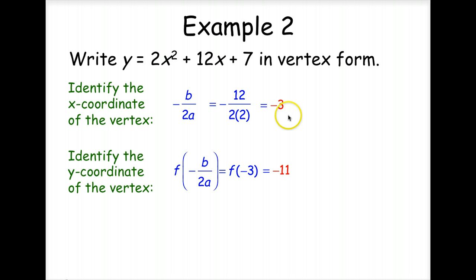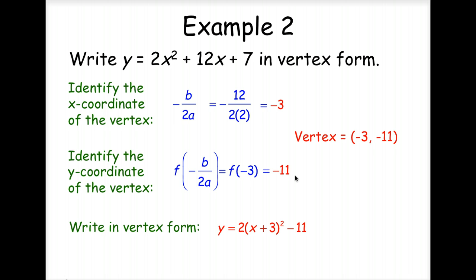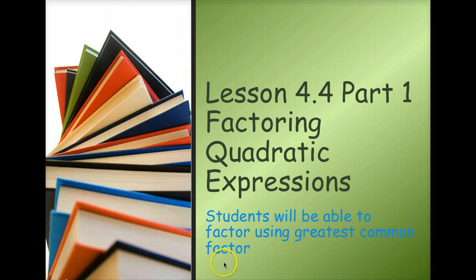We simply substitute this x value up into the original equation. So we're going to have 2 times -3 squared plus 12 times -3 plus 7. When we evaluate that, we get f of -3 is -11. So our vertex is at -3, -11. Written in vertex form, our a is the same. And then we've got x minus 3, but it's -3, so we've got x plus 3, and our k is -11. Very good. You're ready to begin working on the assignment.